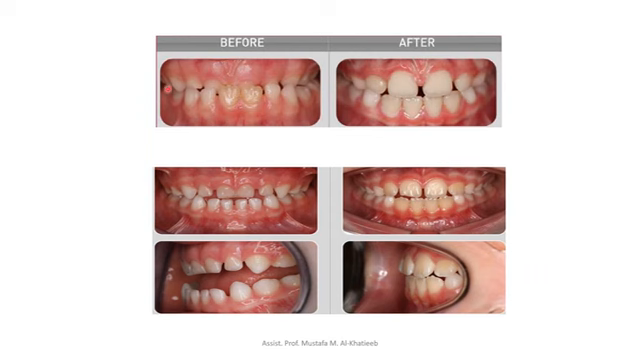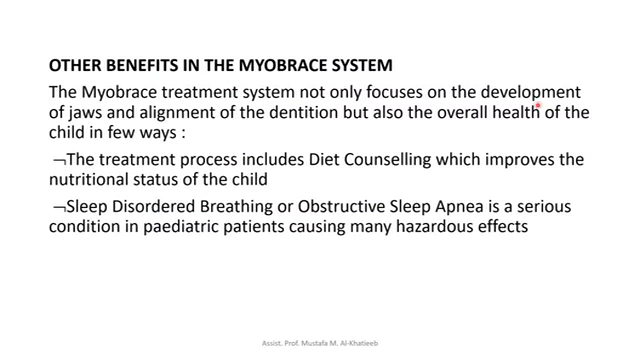Another case published by a company. Here is the pre-treatment, here is the after-treatment. Other benefits: Myobrace system treatment not only focuses on the development of the jaws and alignment of the dentition, but also on the overall health of the child in a few ways. The treatment process includes diet counseling, which improves the nutrition status of the child.